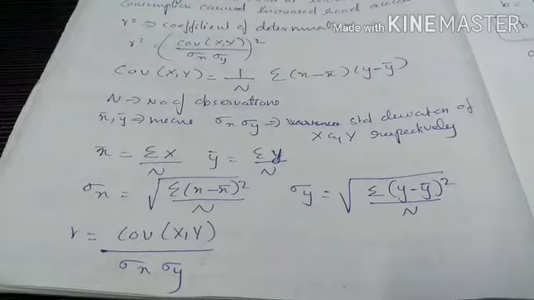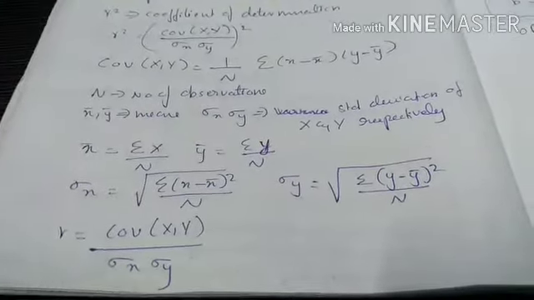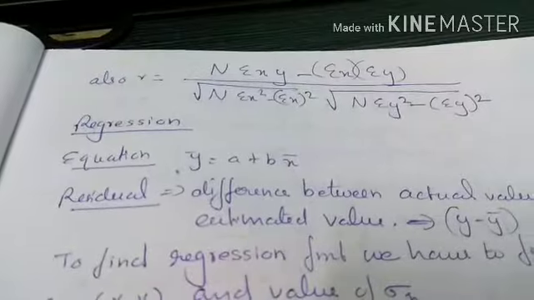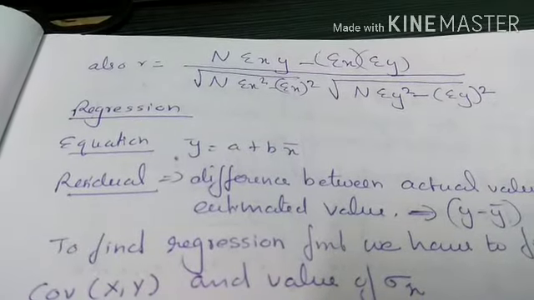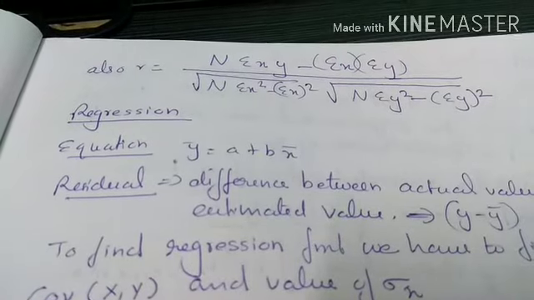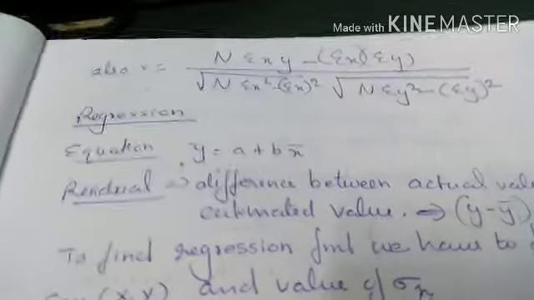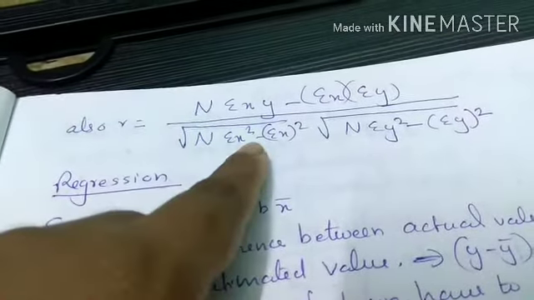Sigma y is given by root of sigma (y minus y bar) the whole square by n. r equal to covariance of xy by sigma x into sigma y. Also, this equation can be written as n sigma xy minus sigma x sigma y by root of n sigma x square minus (sigma x) the whole square into root of n sigma y square minus (sigma y) the whole square. This I have already told in another video, how we can remember this equation.